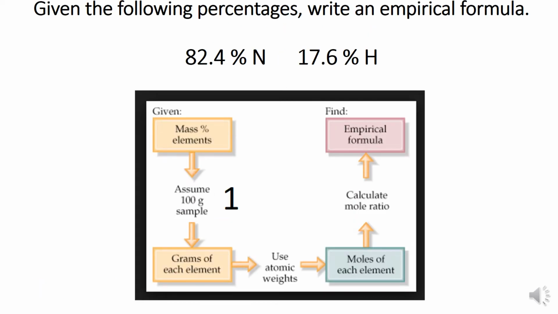The percentages that we're going to start off with to be able to write an empirical formula are given in front of us. We have 82.4% nitrogen and 17.6% hydrogen. Now the first thing we're going to have to do is change these percentages to grams. And to do so, we need to assume a sample size. The easiest sample size to assume is a 100 gram sample. So in step one, we're going to assume 100 grams, and that's going to allow us to change our percentages to grams very easily.